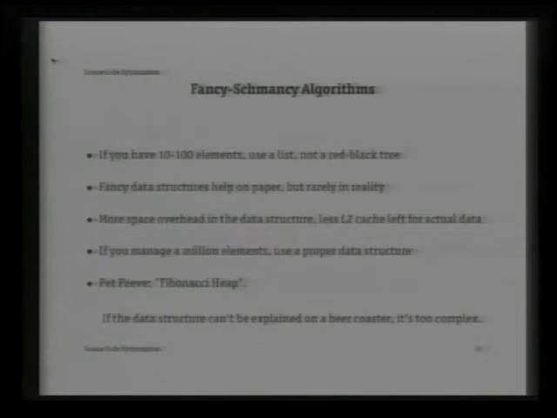If you do manage 1 million elements, then you should use a proper data structure. But that's so rare that, in most cases, don't. So my rule of thumb is if the data structure can't be explained on a beer coaster, then it's too complex.